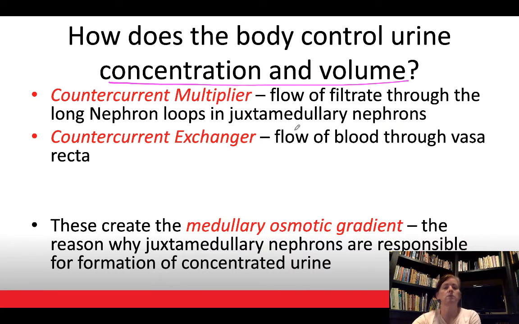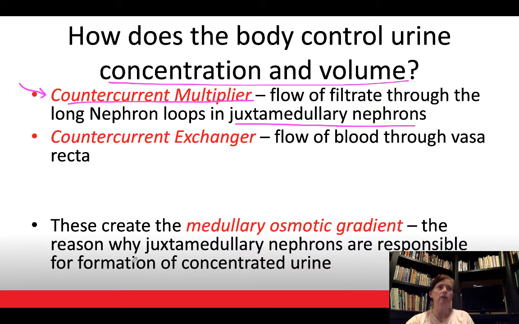Well, it does it through this amazing situation called a countercurrent multiplier. And this basically uses juxtamedullary nephrons to create an osmotic gradient to help concentrate urine that's leaving the body.